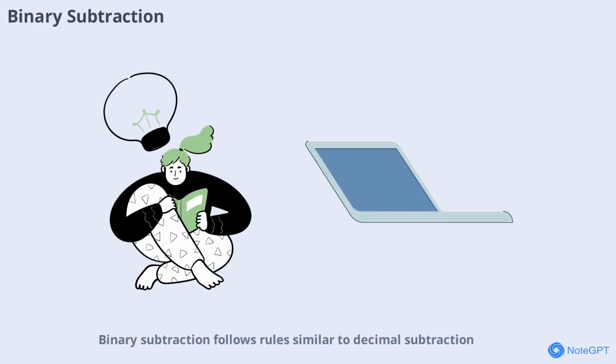Binary subtraction follows rules similar to decimal subtraction. The key difference is borrowing, which occurs when subtracting a larger digit from a smaller one. The rules are 0 - 0 equals 0, 1 - 0 equals 1, 1 - 1 equals 0, and 0 - 1 equals 1 with a borrow. Mastering binary subtraction is essential for digital circuit design.